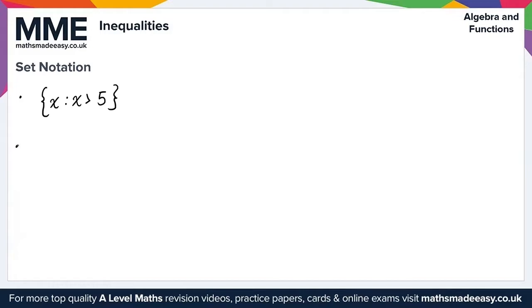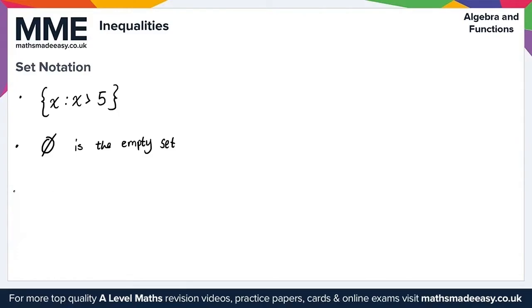The empty set is denoted using this O with a slash through the middle like that. Okay, so this is what we call the empty set. And this just contains nothing.